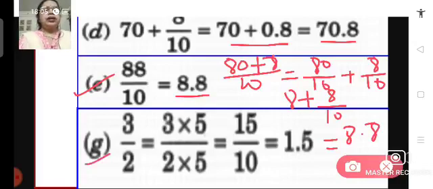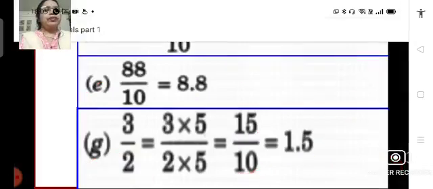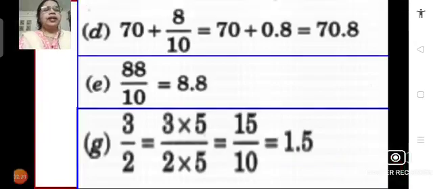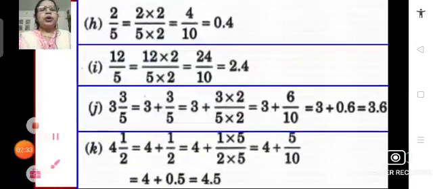Next one, G, 3 upon 2. So to convert 3 upon 2 into decimal, we have to convert the denominator 2 into 10. This we can do by multiplying this fraction by 5. So 3 upon 2 multiplied by 5 gives us 15 upon 10. And 15 upon 10 can be written as decimal as 1.5. So 1.5 is the answer. 3 upon 2 is equal to 1.5.